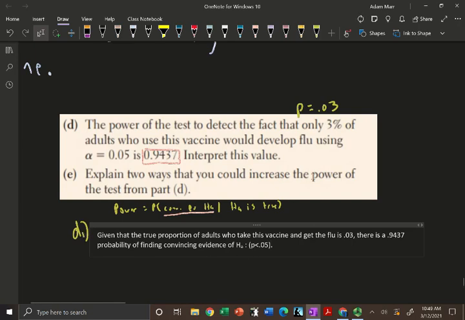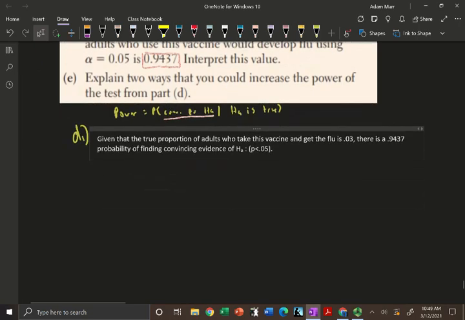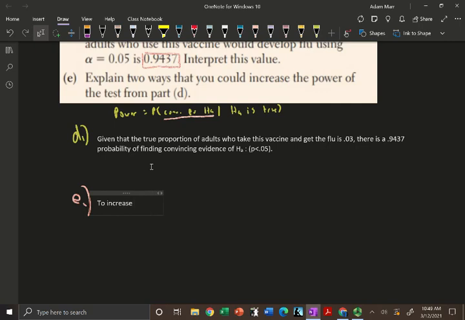Explain 2 ways that you can increase the power of the test from part D. How can I increase the power? To increase the power, there are 3 ways. We can up the n value. We can make it easier to find evidence for the alternative, which means we would up the alpha value.